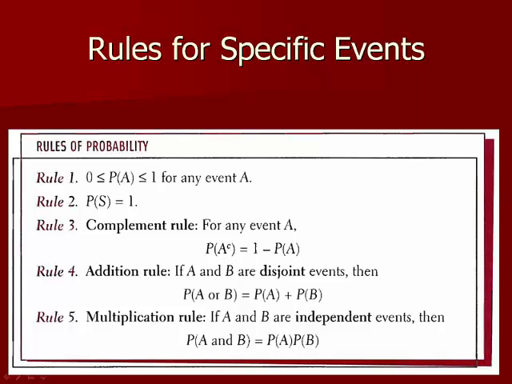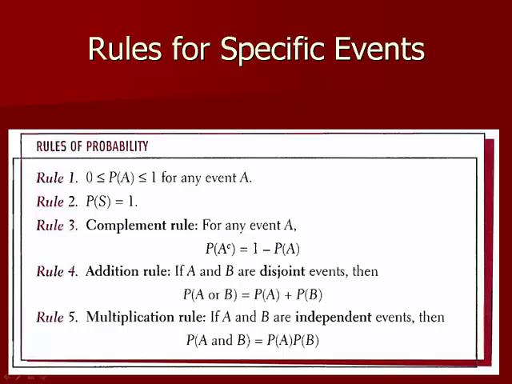Okay, so we've already seen the rules for specific events. You've seen the 5 rules earlier, and they're repeated again in this chapter. Rule 1 is that for any event, the probability is between 0 and 1 inclusive. If you add up all the probabilities in your sample set, rule number 2 says it should come out to 1. So the probability of the sample set equals 1. Rule number 3 is that the probability of the complement of any event is 1 minus the probability of that event.